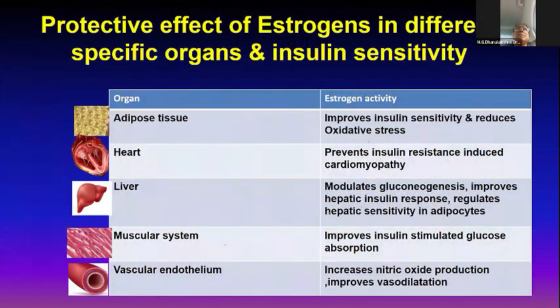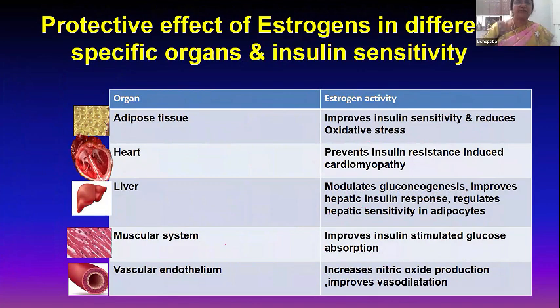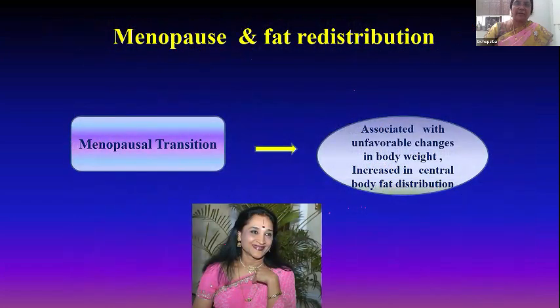When we look at the protective effect of estrogen in different specific organs and insulin sensitivity: in adipose tissue, it improves insulin sensitivity and reduces oxidative stress. In the heart, it prevents insulin resistance and prevents cardiomyopathy. In the liver, it modulates gluconeogenesis, hepatic insulin resistance, and regulates hepatic sensitivity in adipocytes. In muscle, it improves insulin-stimulated absorption. And in the vascular endothelium, it increases nitric oxide production and improves vasodilation.